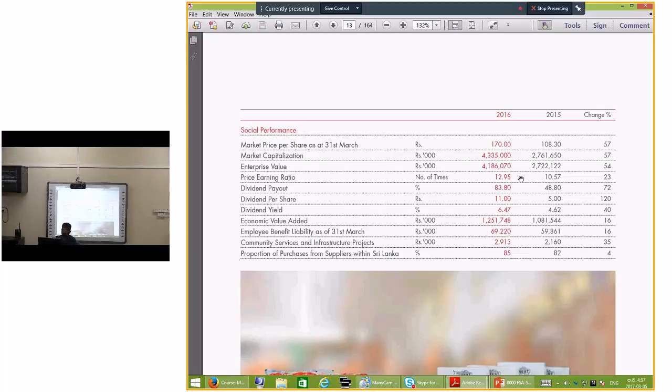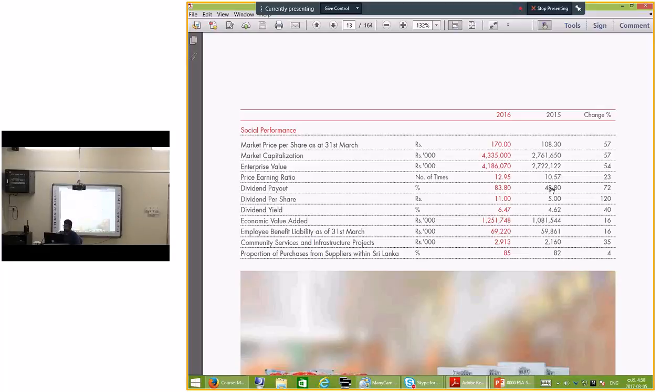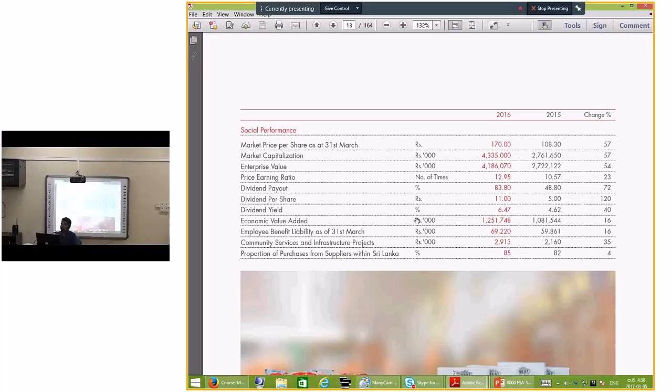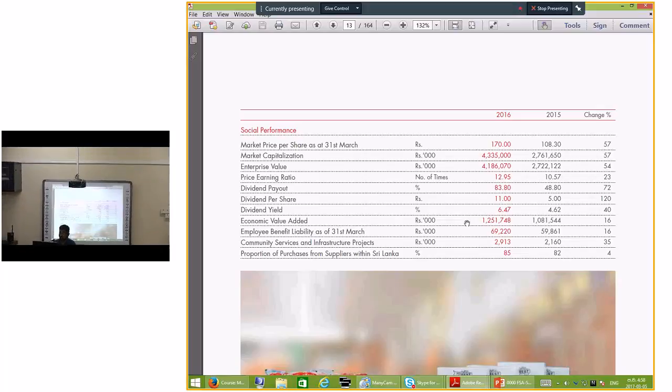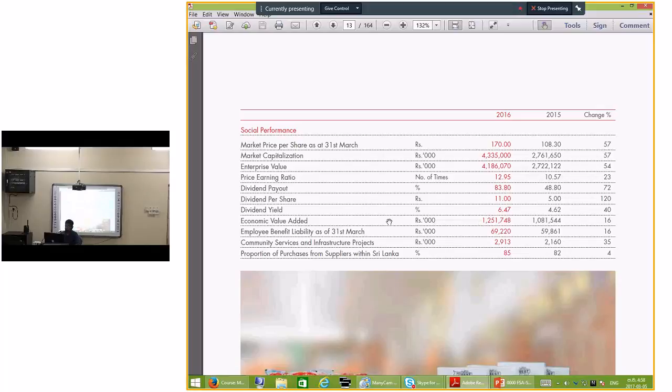Share prices. Then dividend payout, previously 48%, now 83%. Dividend per share, previously 5, now 11 rupees. Dividend yield also increased. Then economic value added, another important variable or measurement. Nowadays we are using this concept. This is a good concept rather than cash flow or the earning. Here we are considering economic value added also. Then you can see again 16% improvement in that EVA.